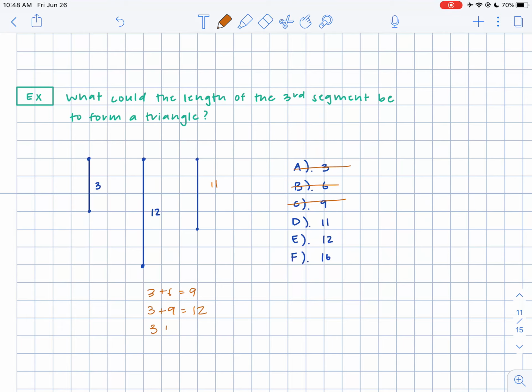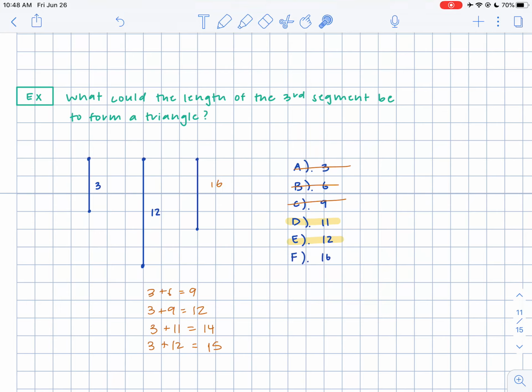Now what about 11? 3 and 11 are still the shorter sides. This would give us 14. It is greater than the longer side, so 11 would work. Now what if we wanted 12? So now 3 plus 12, they are considered to be the 2 shorter sides. This would give us 15, which is greater than 12, so this would work.